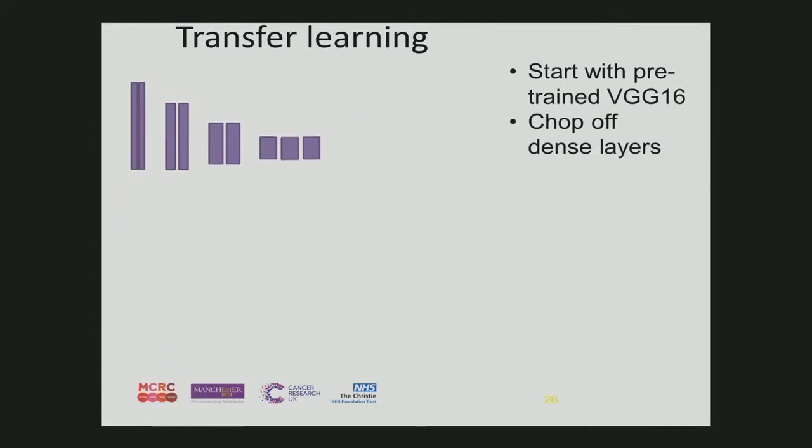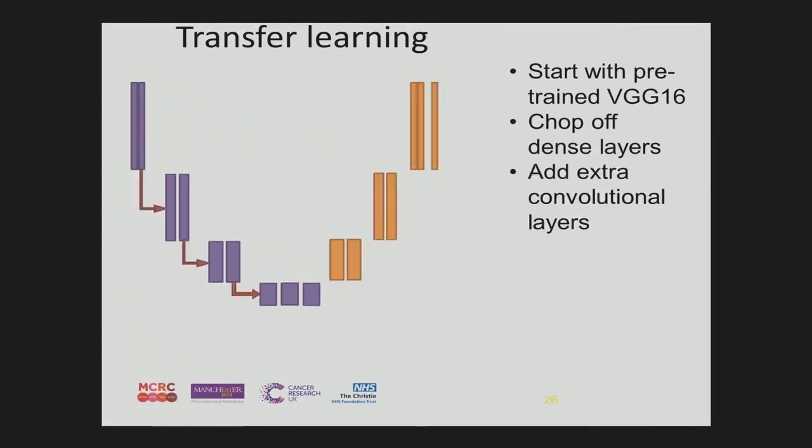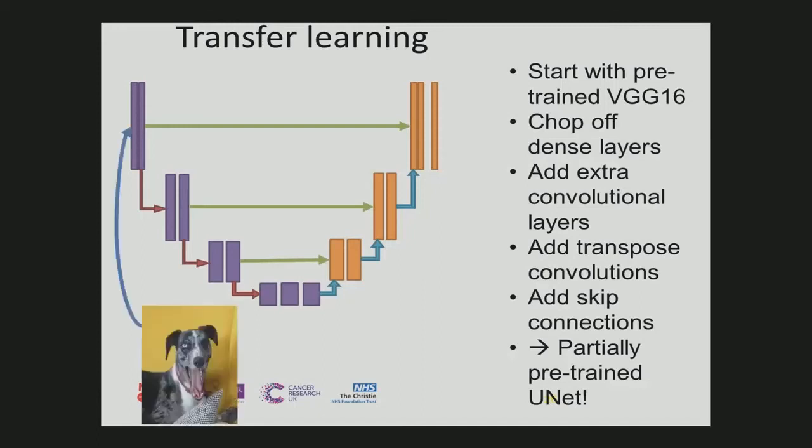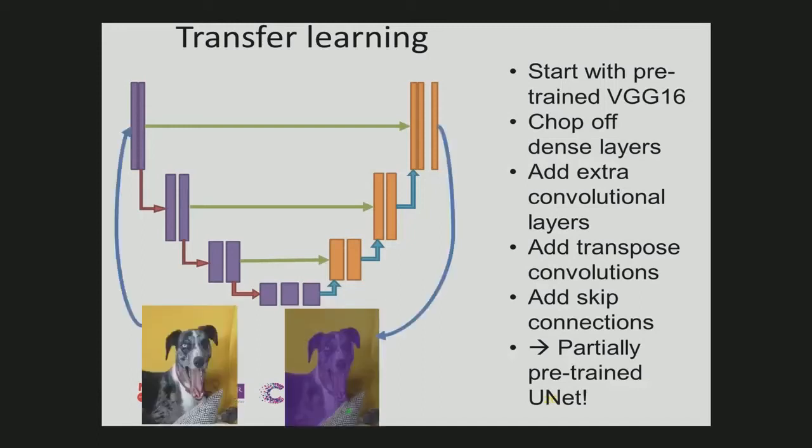So he cuts off the dense layers. I don't know all of this stuff. He added extra convolution layers, transposition skip connections, all that kind of stuff. And basically then retrained a network to do segmentation on the sarcopenia patients using about 200 patients as input, which is quite a small amount, and getting basically a segmentation network.